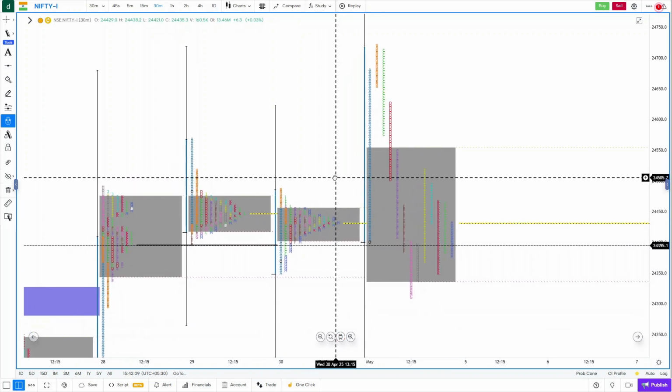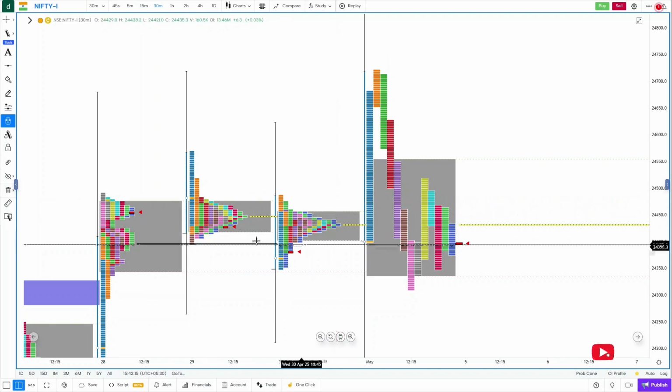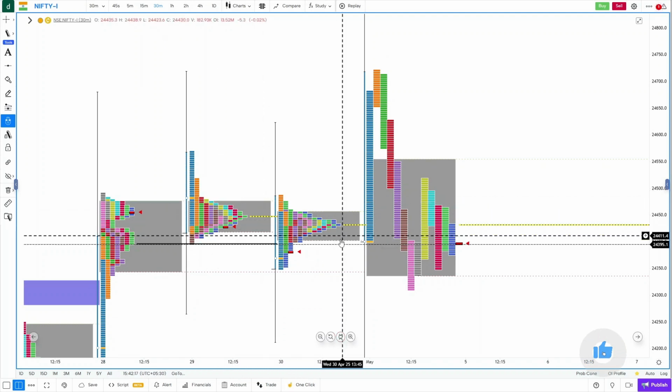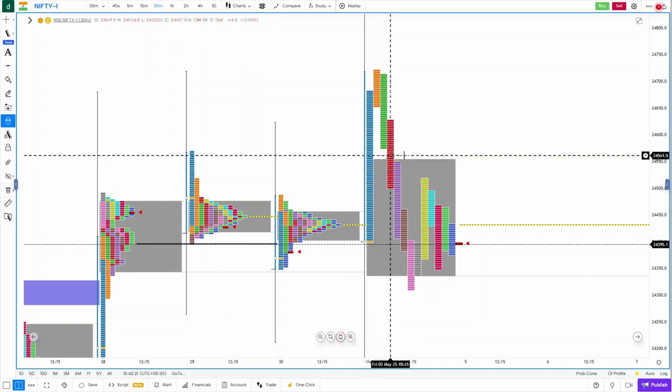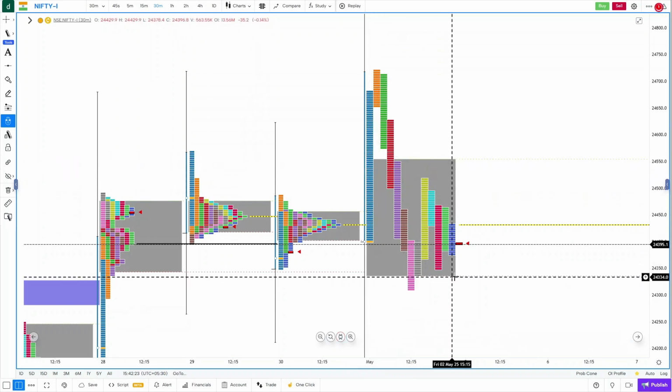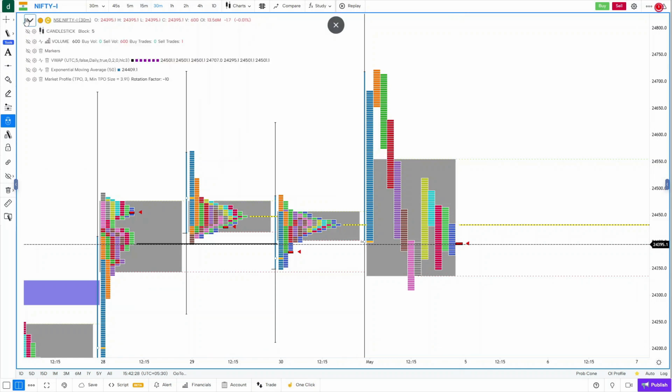And the compressed value. In the last 2 trading days, there is a narrow value. So this indicated there is going to be strong volatility and the value is going to expand, which happened today.